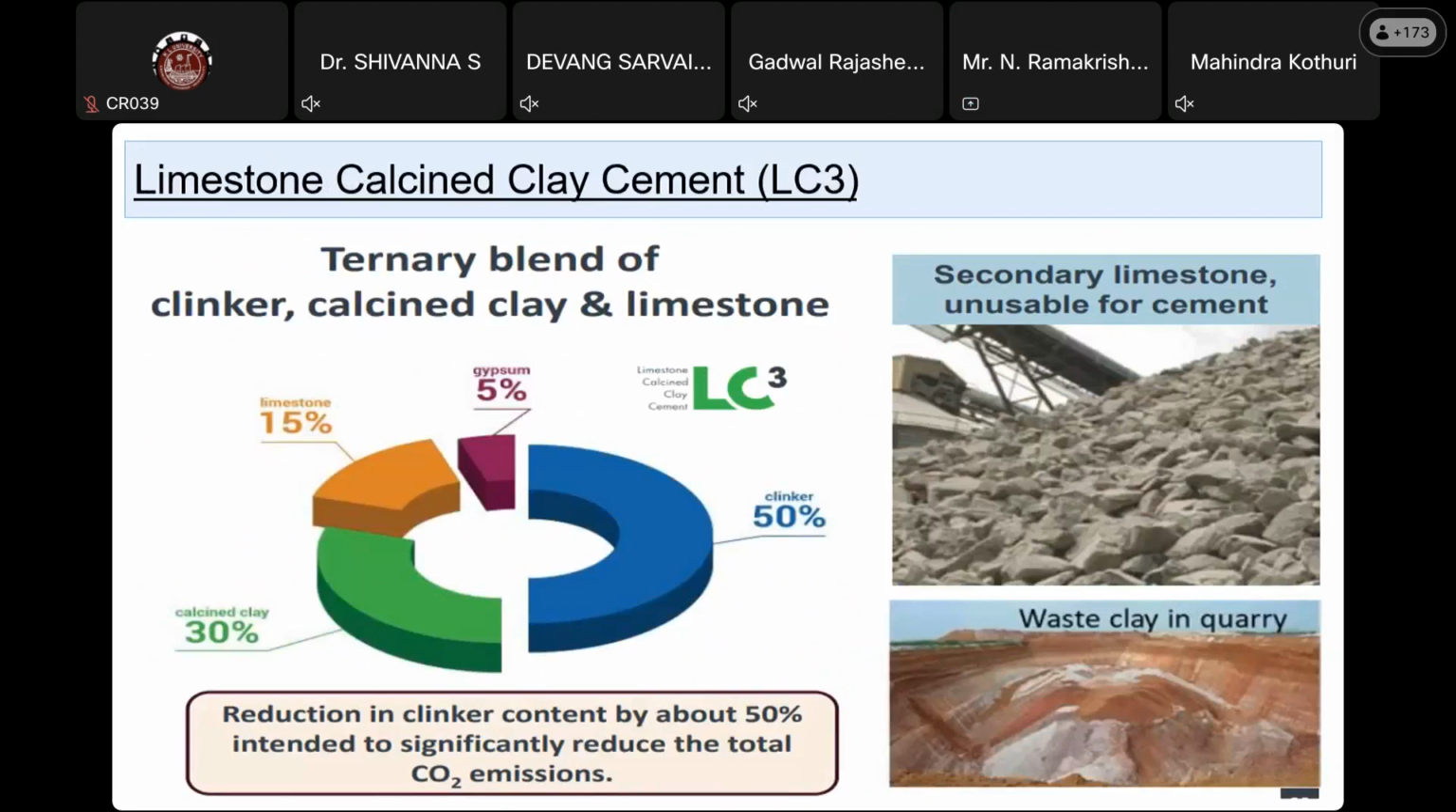Now, this is the one I was talking about earlier: LC3, PPC, PSC, all of which we are very familiar with.